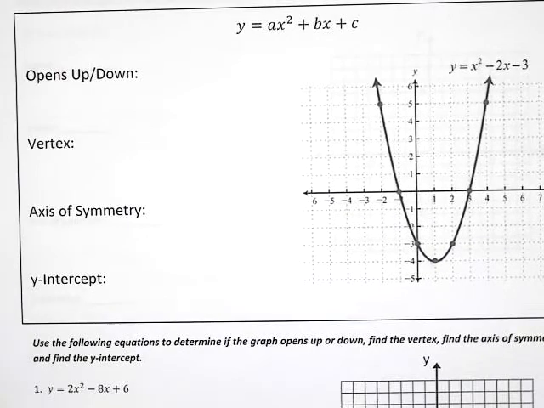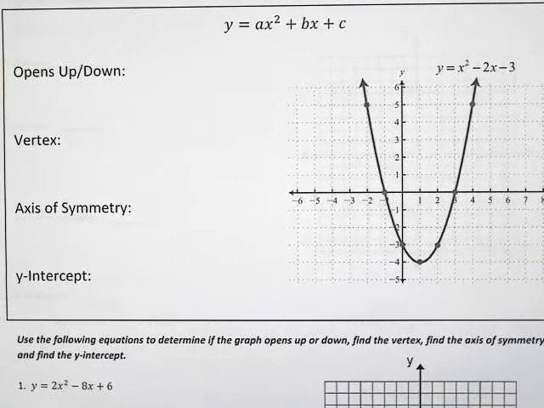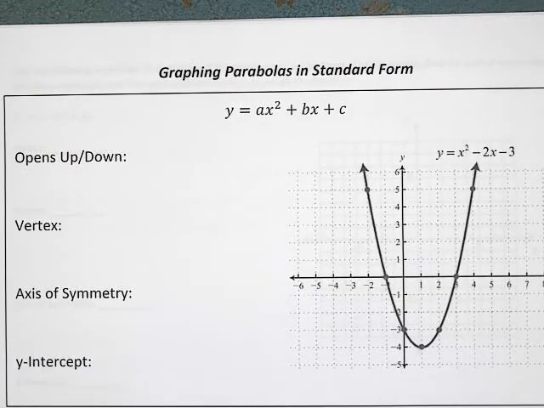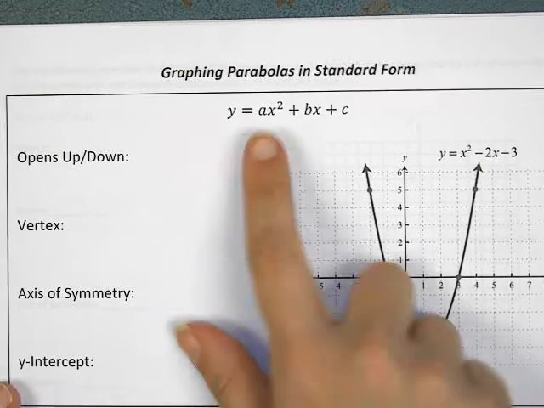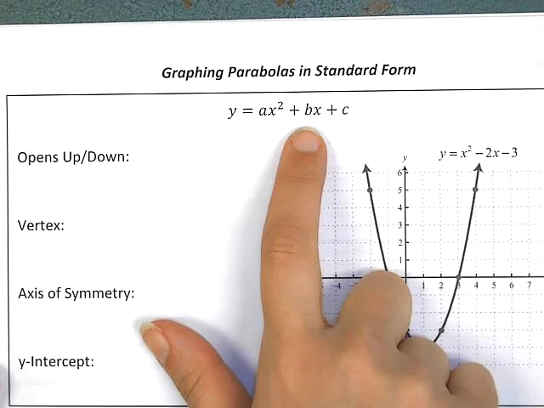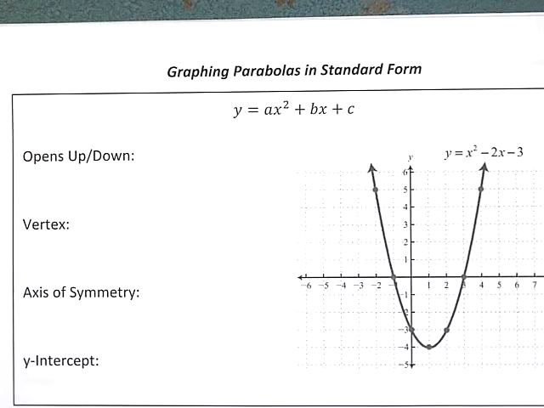So we've already learned how to graph parabolas when the equations are in vertex form, but the second form that we've really concentrated on in this chapter is standard form. So today we're going to learn how to graph parabolas when the equations look like this: y equals ax squared plus bx plus c. We're still going to need to determine whether our parabola opens up or down.